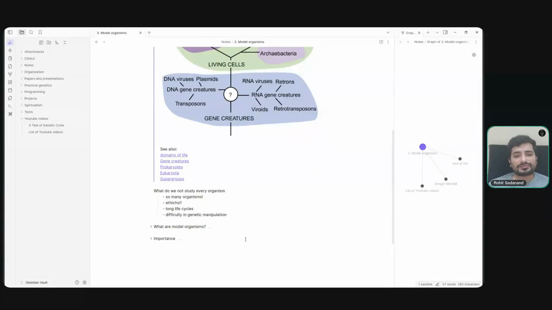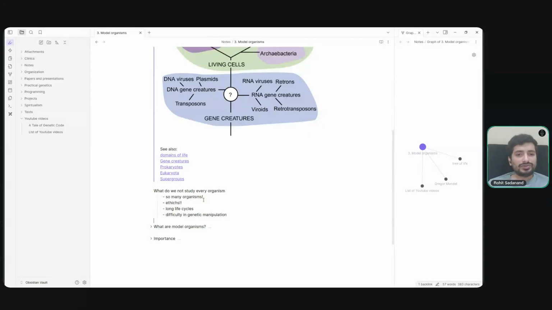And then, especially for the smaller ones, the difficulty in genetic manipulation is also important. So because there's such a wide variety when it comes to smaller organisms, they can actually be quite picky and choosy in selecting them based on such criteria.